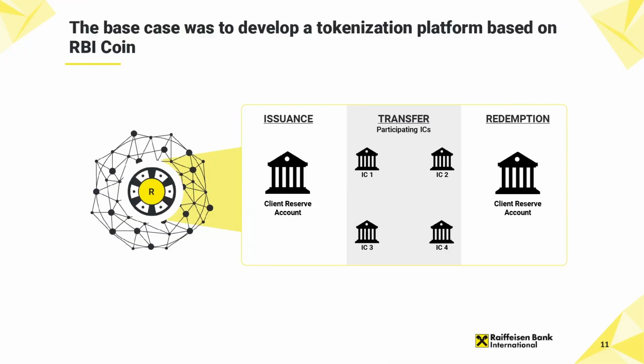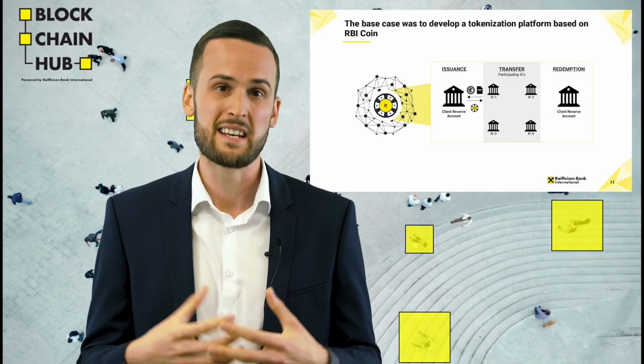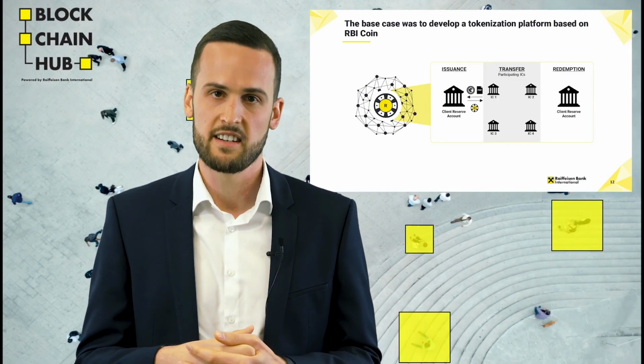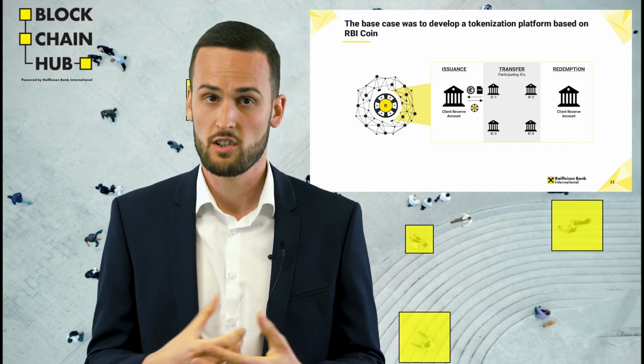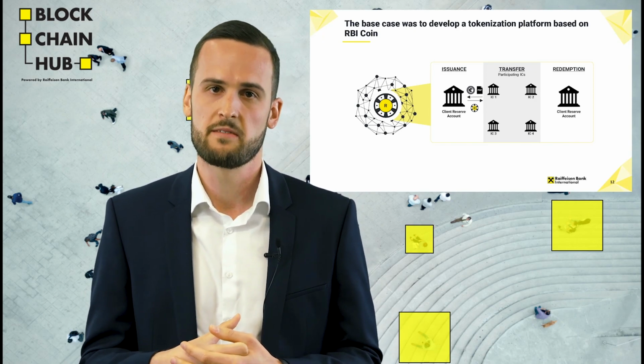In the first step, a client who would like to use RBI coins would send euro deposit to a client reserve account which is held with RBI. And this reserve account is connected to a minting node of the Bilon protocol, which identifies incoming transactions in euros and mints, meaning creates, an equivalent in RBI coins on top of Bilon protocol, which are then sent to this specific client.